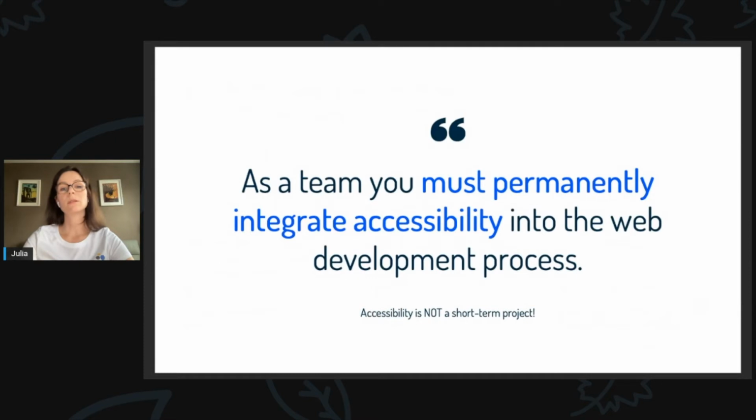As a team, you must permanently integrate accessibility into the web development process. And this seems far away from a short-term thing for me. If you only introduce accessibility as a final step, it can be very difficult to implement, often leading to poor design or even not implementing it at all. It could also make the process longer and more expensive, which we will talk about in the next misconception.